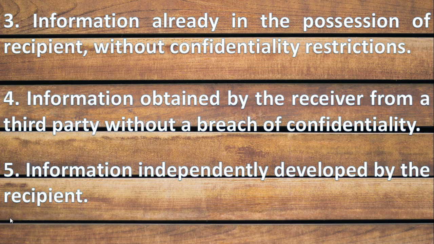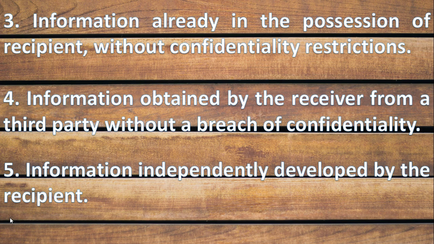And moving to the third exclusion, that is information already in the possession of the recipient without confidentiality restrictions. Suppose we are receiving some information from our client, and that information was already with us. That sort of information should be excluded from the confidentiality obligations, because it may lead to a breach of the contract if you don't make sure that there is some sort of exclusion in the agreement. So it is better to have this kind of language in the agreement, which will save you at certain times.